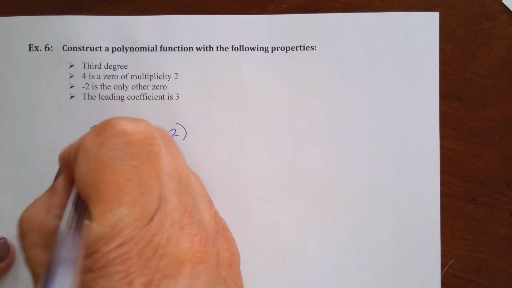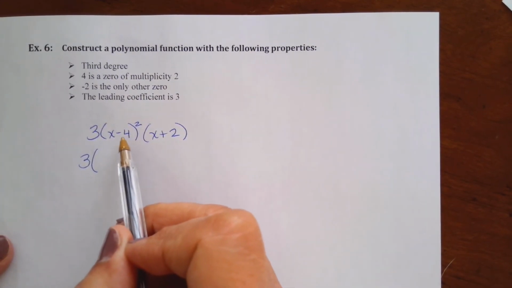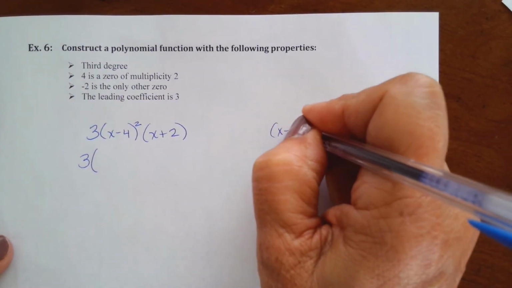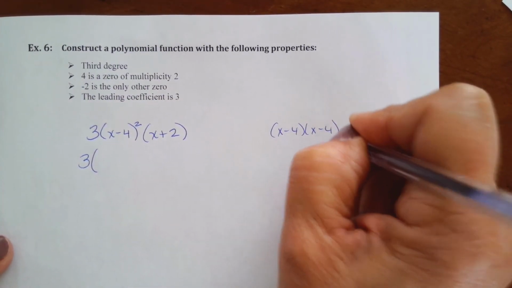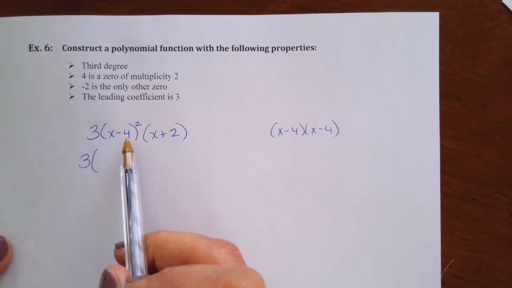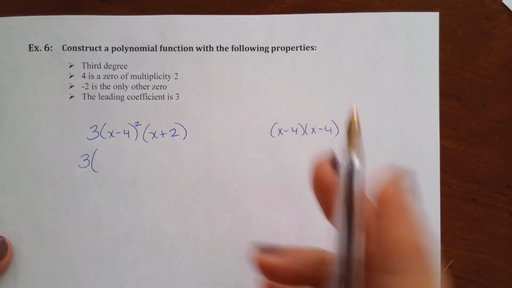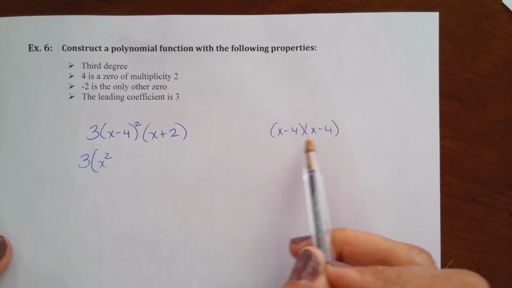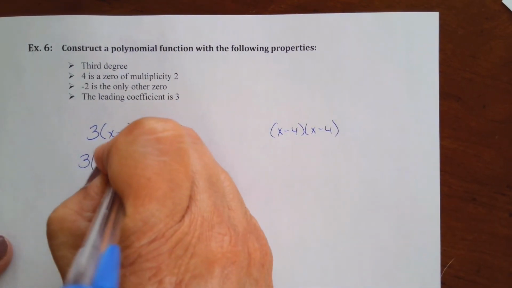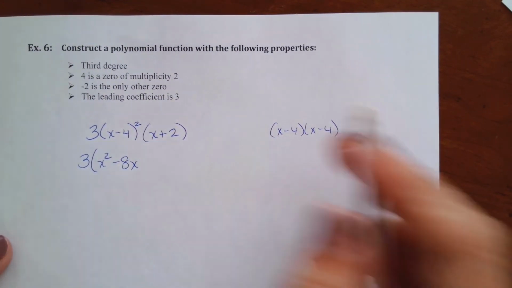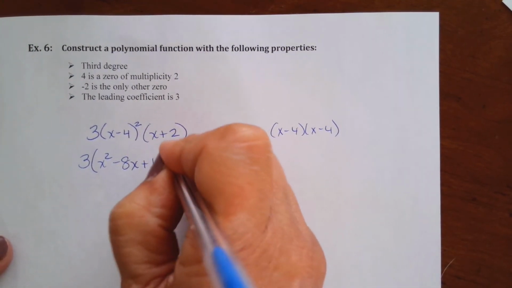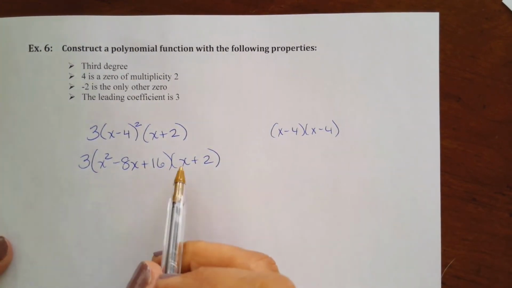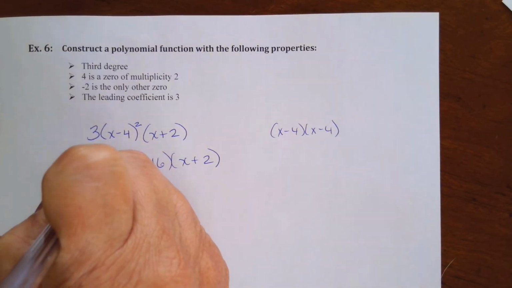So I'm going to leave that 3 out there for a minute, and I'm going to go ahead and square this. X minus 4 times x minus 4. Remember, you're foiling, right? That's not just x squared plus 16. You got to FOIL this out. So first is x squared. Outer is negative 4x. Inner is negative 4x. That's negative 8x. And then last is positive 16. Okay.